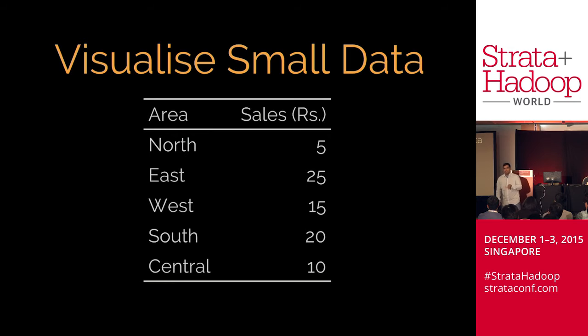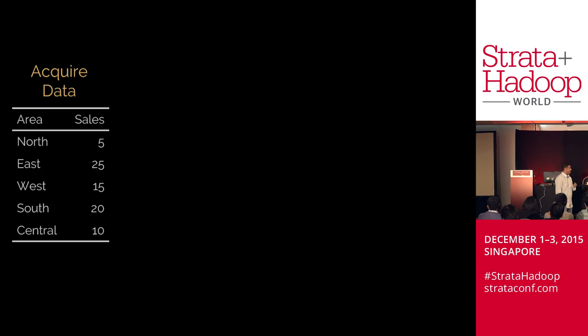So let's start with visualizing very small data. We'll take a very trivial data set, which has just five areas, so a categorical variable with five categories, and sales, or any numbers used to represent sales. So there is numeric data there, right? It's very simple. You probably can't think of a simpler data set than this, right? If we were trying to visualize this data set, we would basically acquire the data. So we have the data.